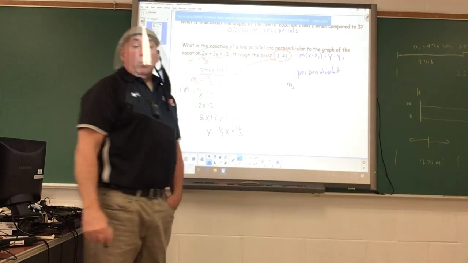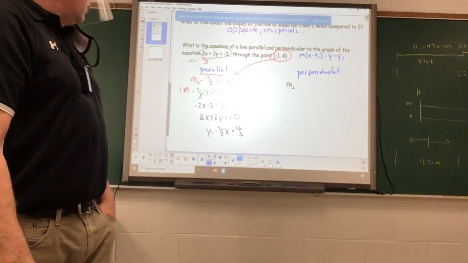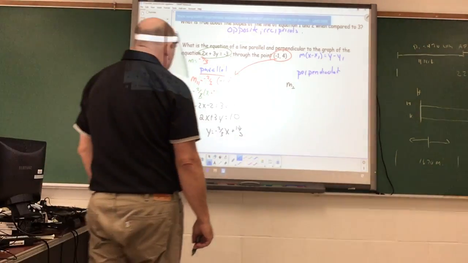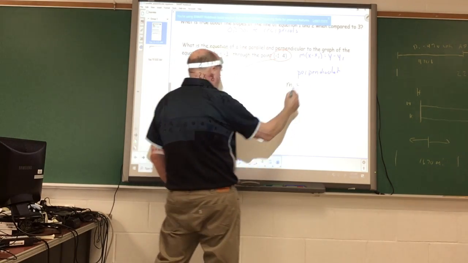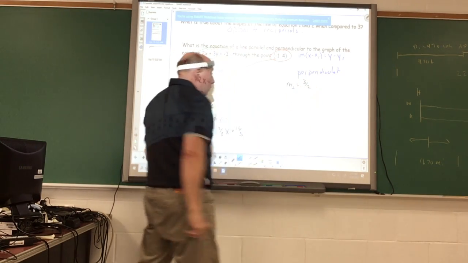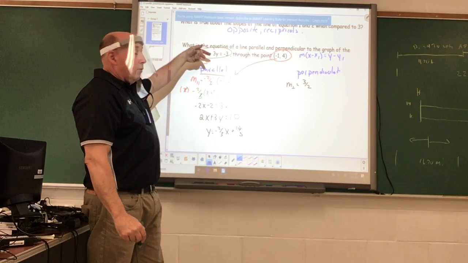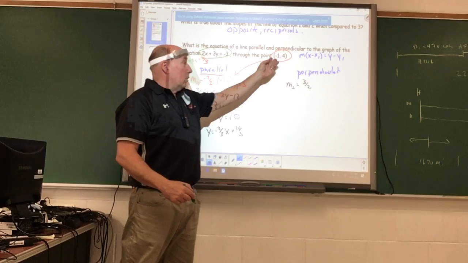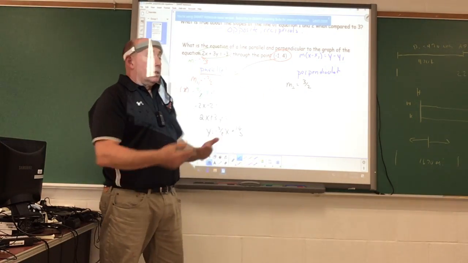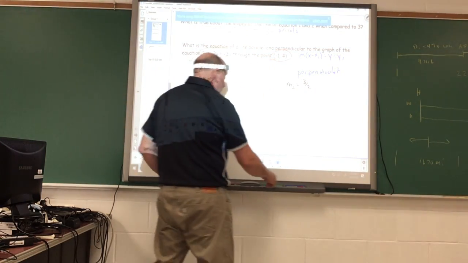Slope perpendicular, Preston, what would be our slope perpendicular? Our original slope was negative 2/3. What's our slope perpendicular? 3 over 2. Flip it and make it its opposite. So now we're still going through this exact same point. So we're doing the same process over again.